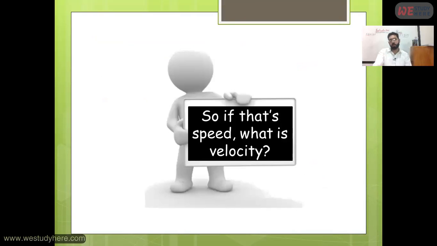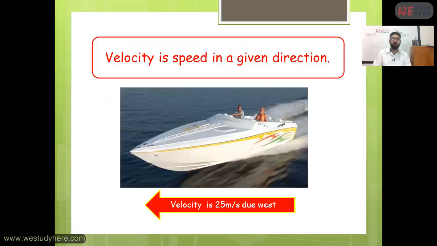So if that is speed, what is velocity? Velocity is the speed in a given direction. Speed of a body in a definite direction is called velocity. For example, the speedometer of the car just gives us the speed. It will tell only the speed with which you are going: 100 kilometer per hour, 80 kilometer per hour, 110 kilometer per hour, but it is not mentioning the direction.